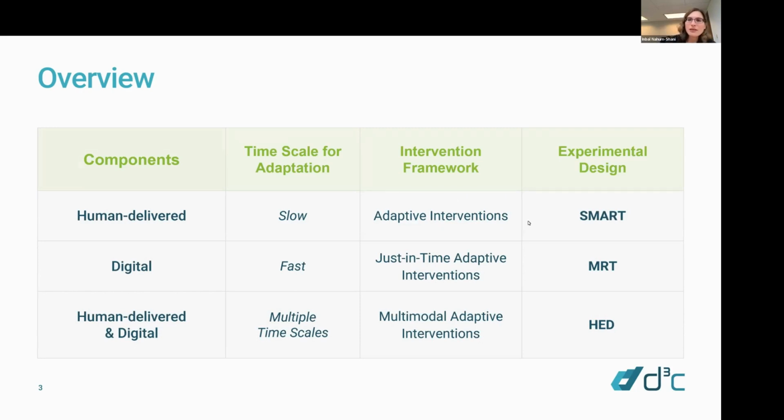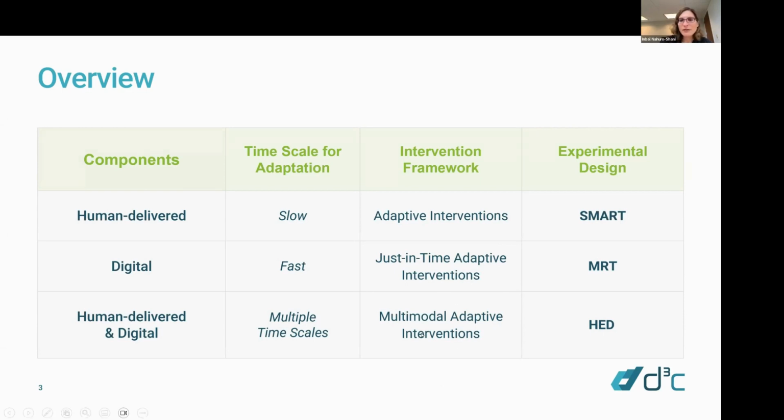And then I'm going to talk about the sequential multiple assignment randomized trial, the SMART, to show you how this experimental design can help you answer scientific questions about how to best construct standard adaptive interventions. All right, then I'm going to switch to just-in-time adaptive interventions, or what we call JITAIs. And I'm going to show you how JITAIs can be used to guide the adaptation of digital components on a relatively fast timescale. And when I say fast, I mean every few days, hours, minutes, sometimes seconds. And then I'll talk about the micro-randomized trial. And I'll show you how the MRT can help you answer scientific questions about how to best construct JITAIs.